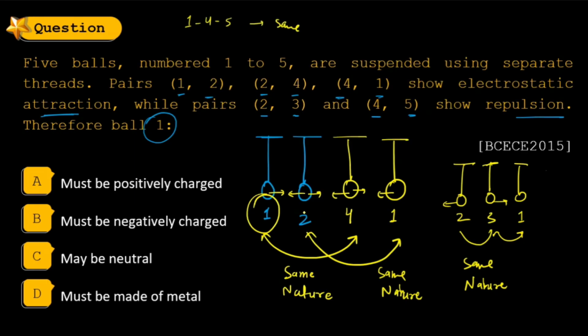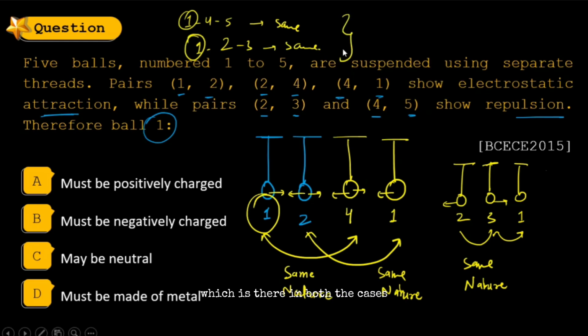Similarly, 2 and 3 are repelling each other. That means they must be of the same nature. 4 and 5 must be of the same nature. So 2 and 3 again are of the same nature. But again, here we just saw that 2 and 1 should also be of the same nature. So ultimately, 1 is something which is there in both the cases. But it cannot be true because 1 cannot have both types of charges, positive and negative, and behave simultaneously like both. So it must be possible that 1 is neutral in nature, because that is the only possible way this situation stands.